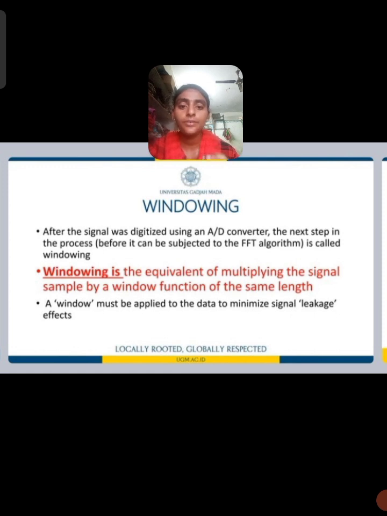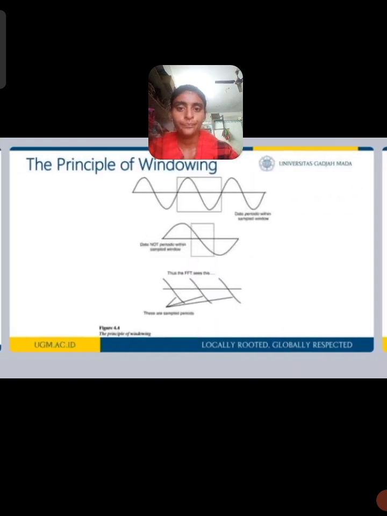Windowing is the equivalent of multiplying the signal samples by a window function of the same length. The window must be applied to the data to minimize the signal leakage effects. This is the principle of the window. The signal was flowing in a continuous manner. It can be introduced to cuts.